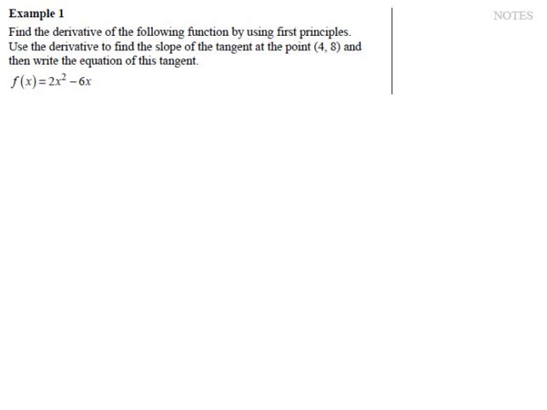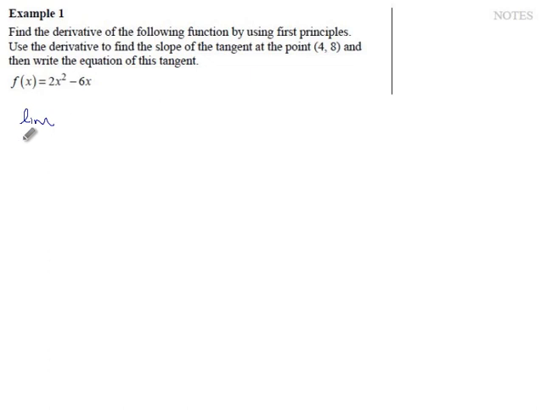Okay, find the derivative of the following function by first principles. Use the derivative to find the slope of the tangent at (4, 8), and then write the equation of this tangent. So, they give us a function, and we're finding, in the previous unit we were calling this the slope of the tangent line. Now we're using the new term derivative, but it's the same procedure for now.